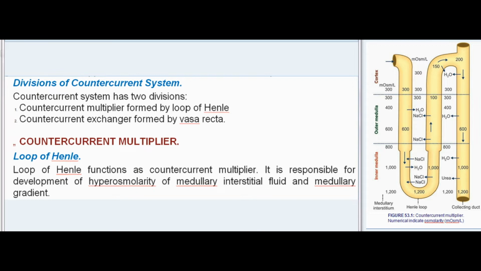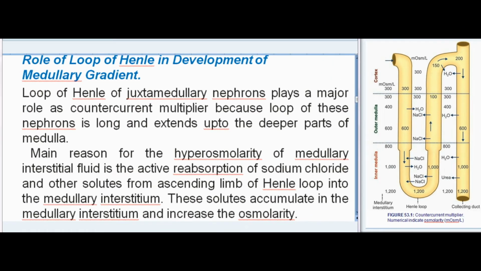Countercurrent multiplier. Loop of Henle. The loop of Henle functions as countercurrent multiplier. It is responsible for development of hyperosmolarity of medullary interstitial fluid and medullary gradient. Role of loop of Henle in development of medullary gradient: the loop of Henle of juxtamedullary nephrons plays a major role as countercurrent multiplier because the loop of these nephrons is long and extends up to the deeper parts of the medulla.